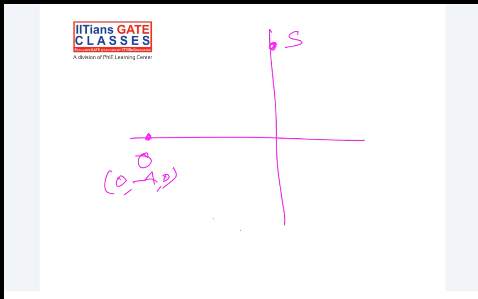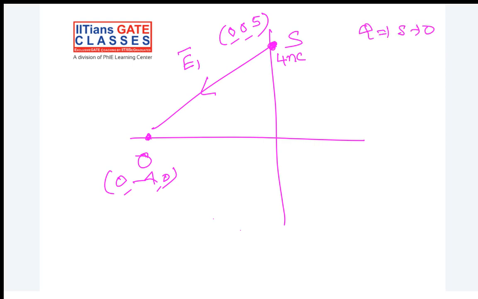And this point is at, what is that point I gave? 0, 0, 5. In this case, what will happen? The vector will be pointing from source to observer like this. This is your E1, right? Because this is positive here. When the charge is positive, the electric field is from source to observer. Agree? Yes, sir.